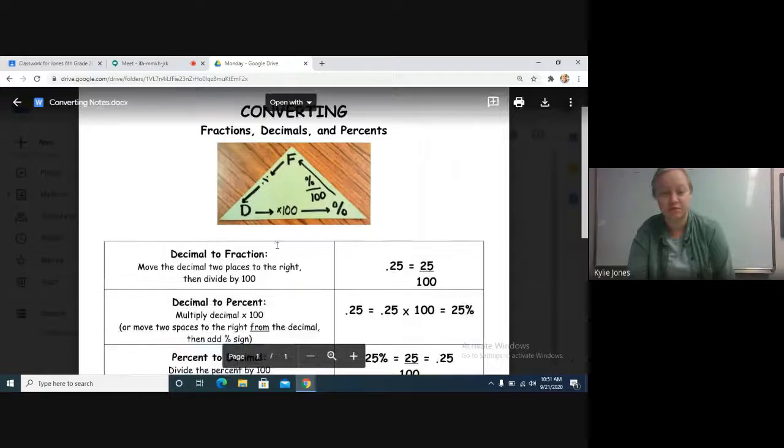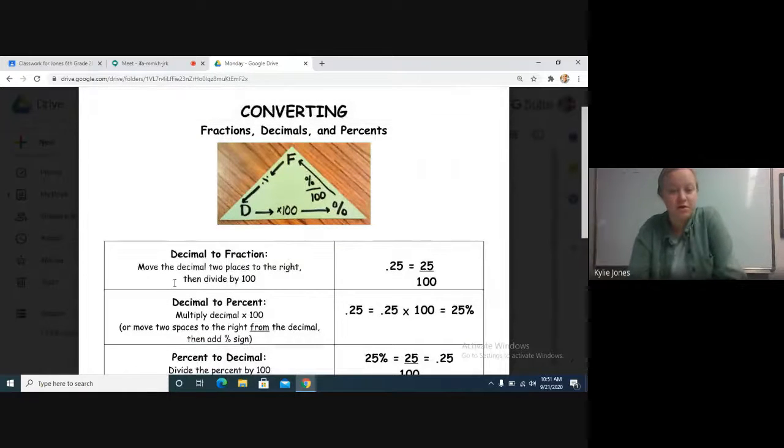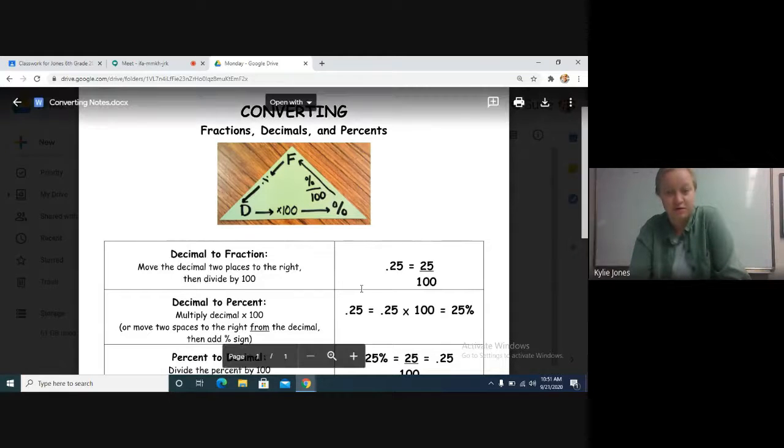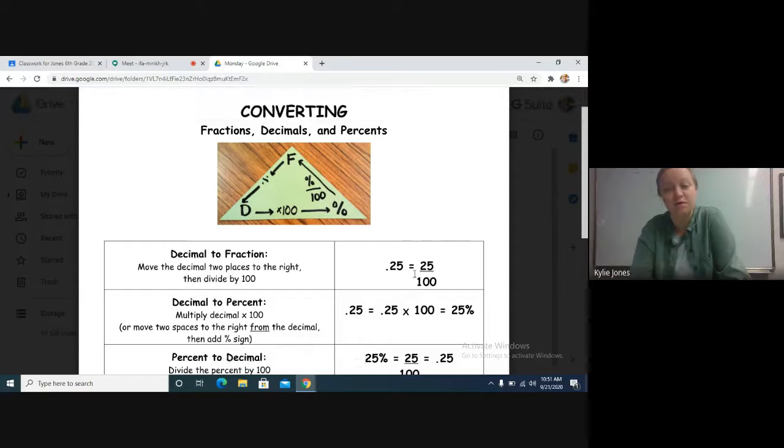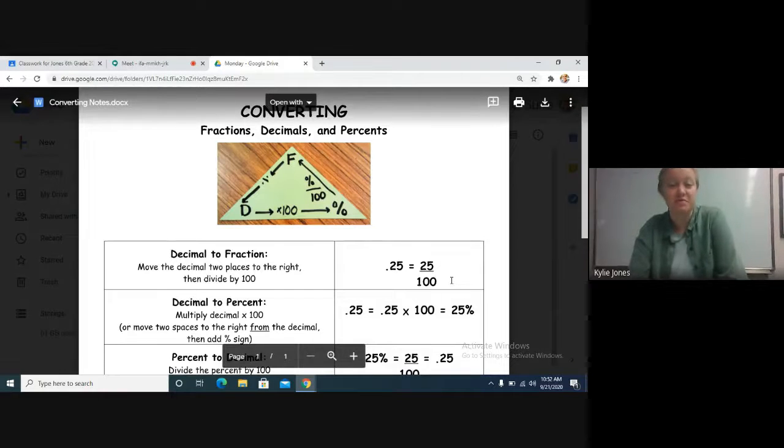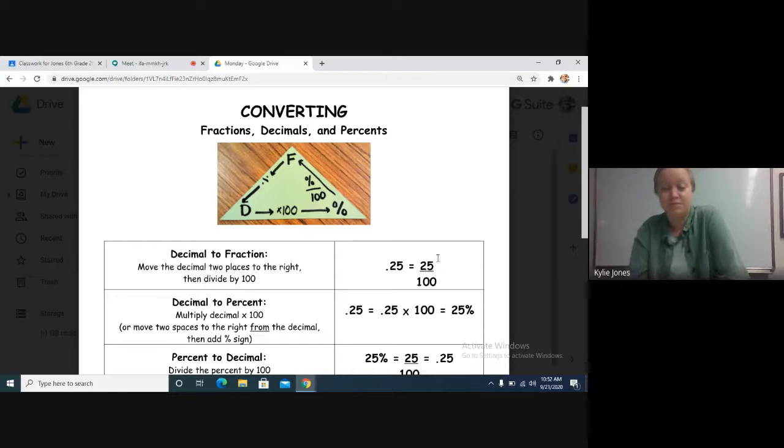So it tells us right here to go from a decimal to fraction, you're going to move the decimal 2 places to the right and then divide by 100 or put it over 100. So this decimal starts off with 0.25 or 25 hundredths. We are going to take that decimal, move it 2 places to the right. So 2 place values, 1, 2, and then we're going to put that number that we get over 100 and then simplify. You have to simplify at the end as well. Anytime you see a fraction now, you should always think, can I simplify my answer? So keep that in mind.